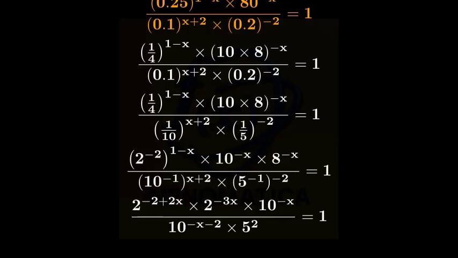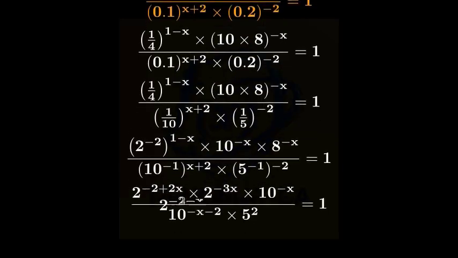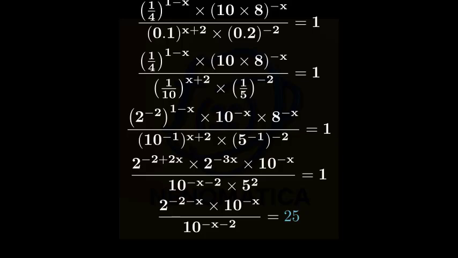Now, let's combine like terms in the numerator. In the numerator, we combine 2 to the power of negative 2 plus 2x and 2 to the power of negative 3x to get 2 to the power of negative 2 minus x. In the denominator, we have 10 to the power of negative x minus 2 and 5 squared. Remember that 5 squared equals 25, so we'll move this to the right-hand side of the equation.